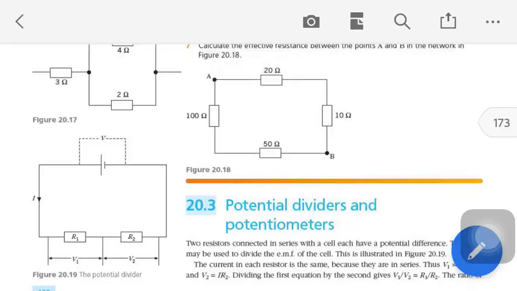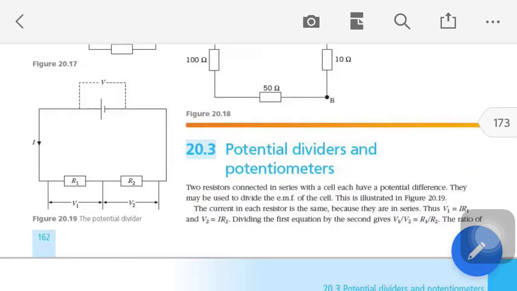Okay guys, the last thing under DC circuits that we're going to see is potential dividers. But before we start seeing it, let's watch a moral story.